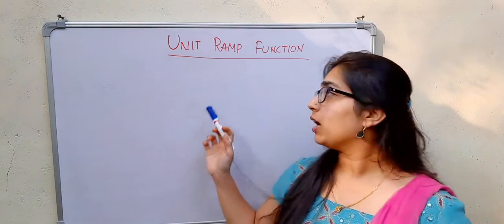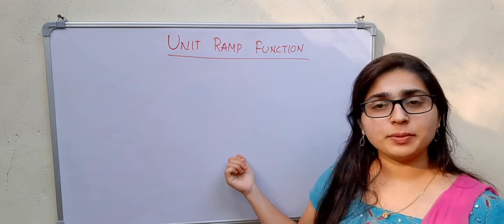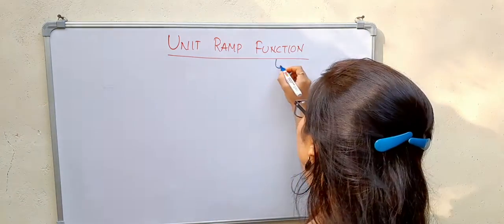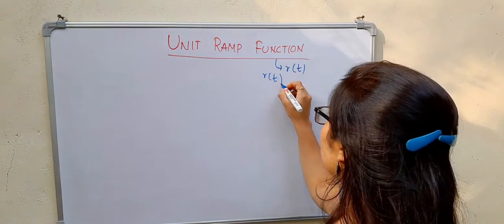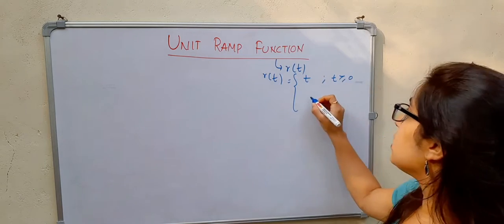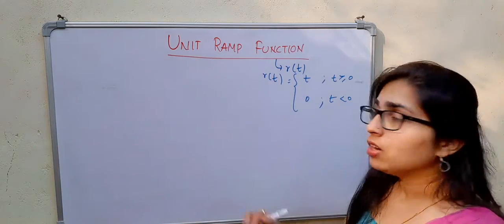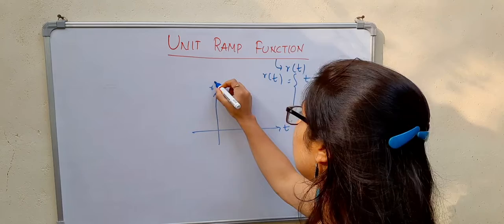In this video, I will explain the unit ramp function. This is also one of the basic or elementary signals. The unit ramp function is R of t, okay? R of t is defined as t for t greater than or equal to 0, and 0 for t less than 0. So if I consider this as the time axis, this is our R of t, which is the ramp function.